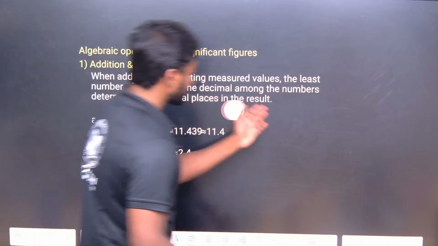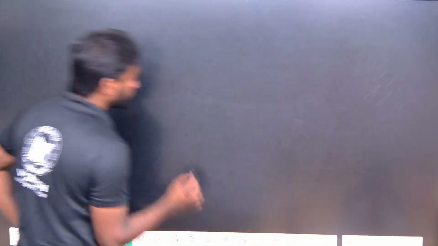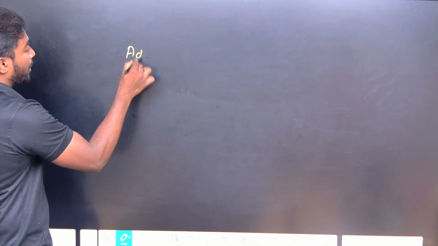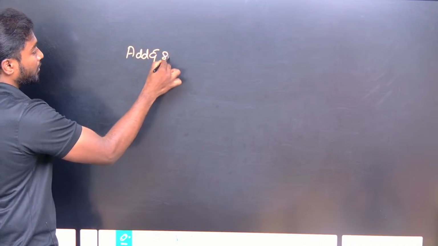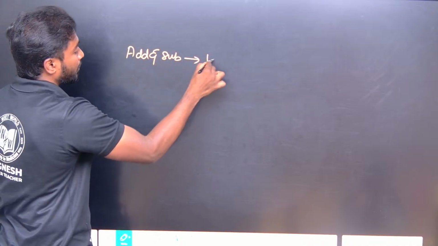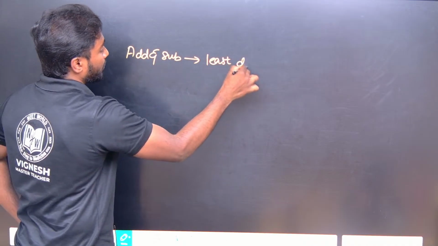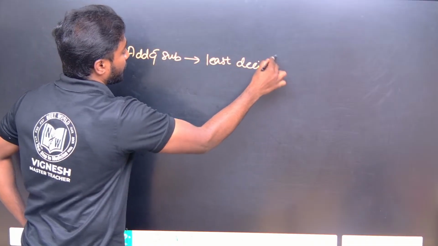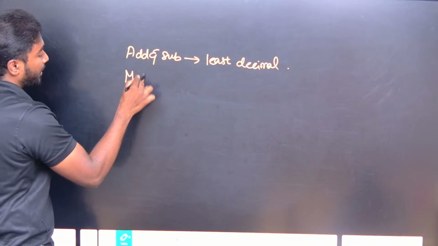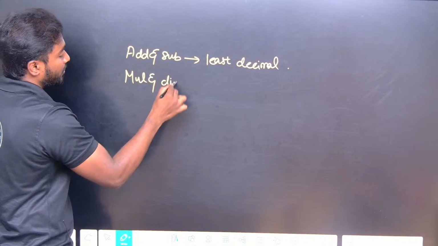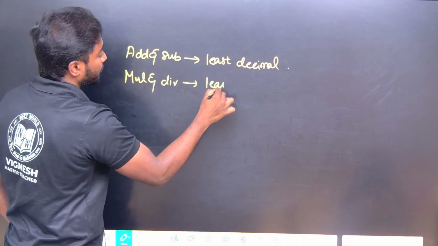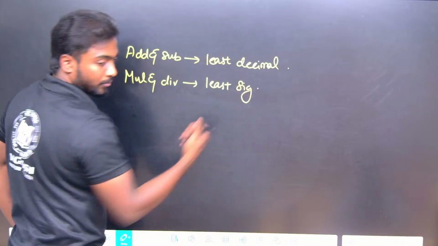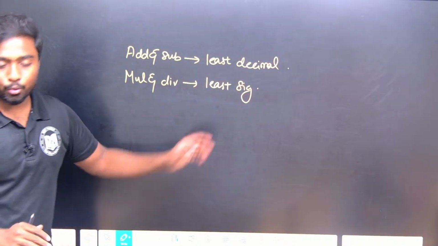Okay, I'll keep: addition and subtraction, least decimal; multiplication and division, least significant. Keep in mind this one, we will do the problems.